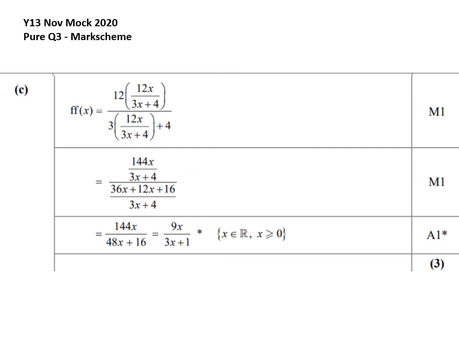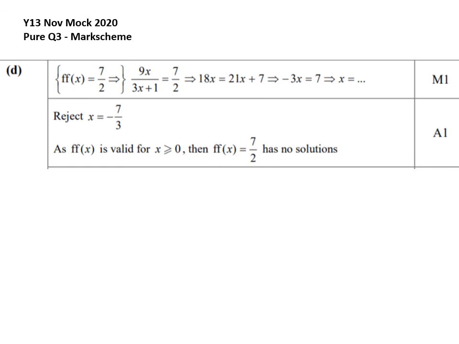And here again you can see the first method mark is simply for showing that you know what f of f of x is. So without doing any manipulation at all, just simply writing that down gets you that method mark. Another method mark then for some algebraic manipulation. And here a method mark for solving it, and then accuracy for your conclusions.